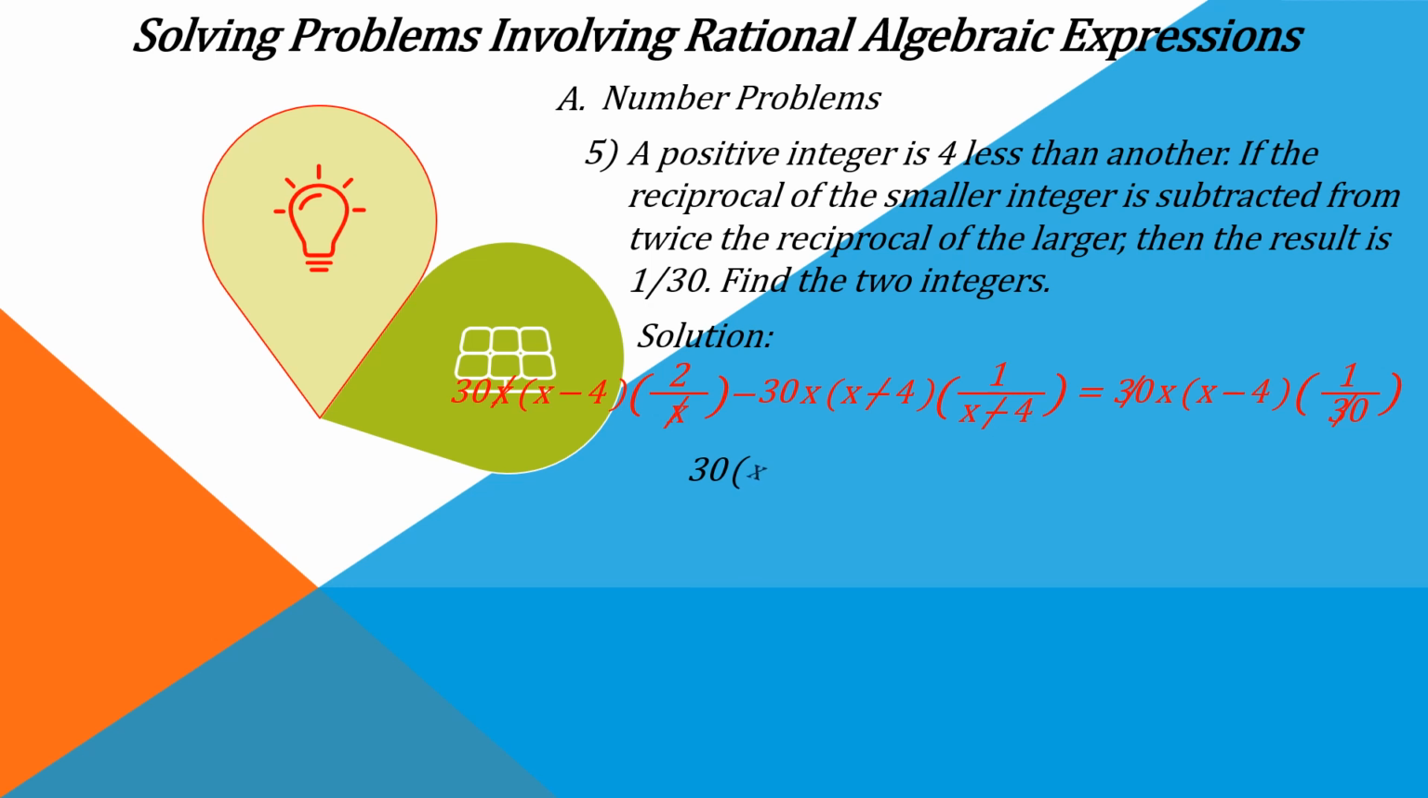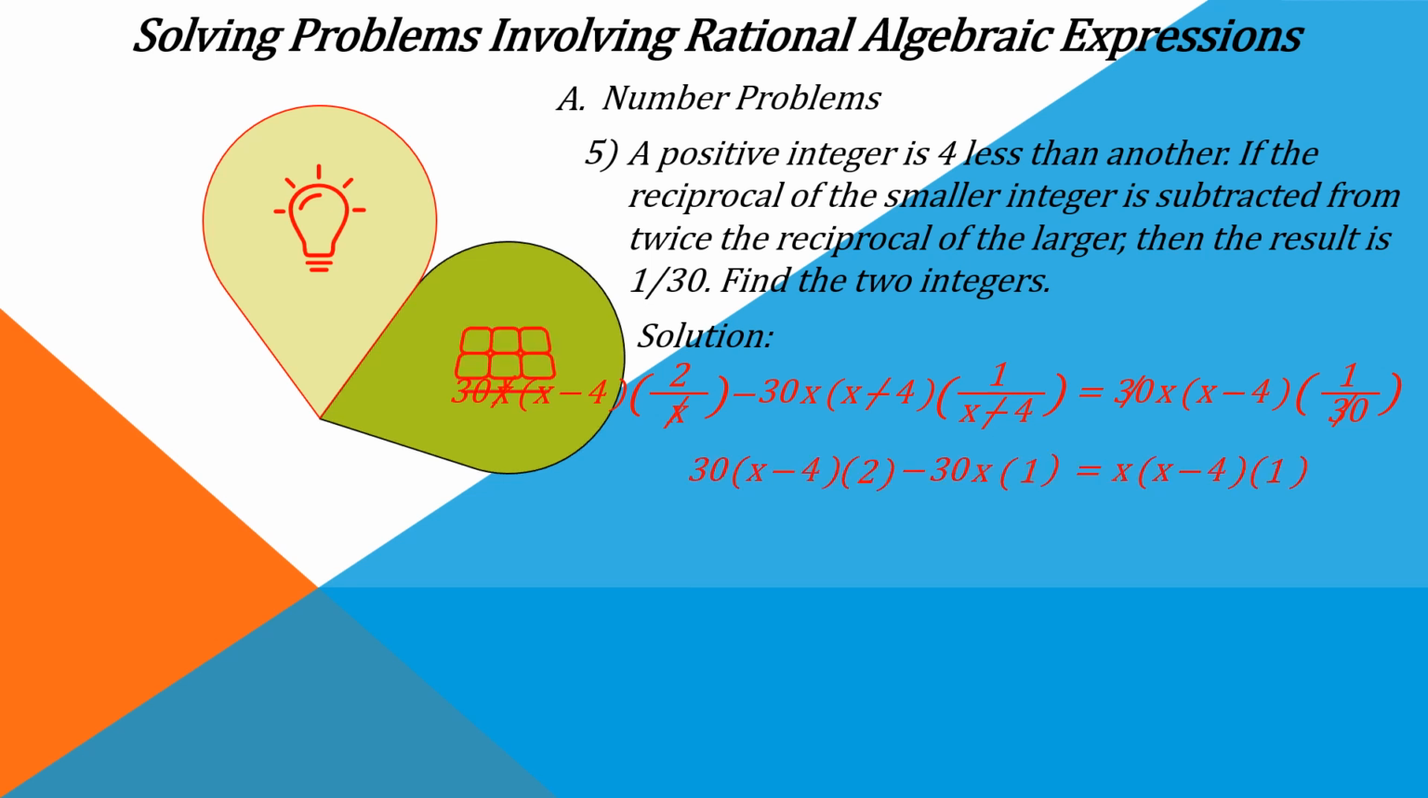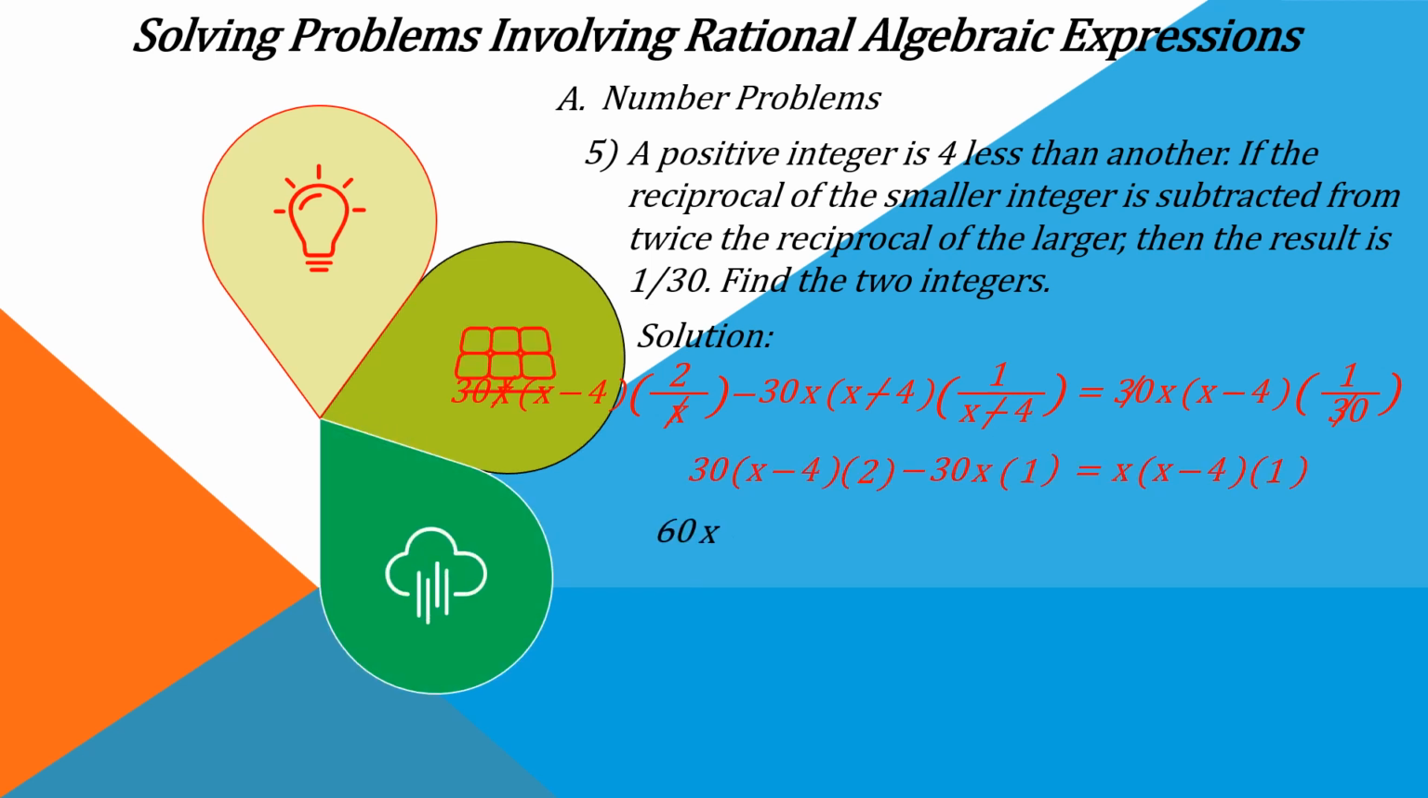We have 30 multiplied by x minus 4 multiplied by 2, minus 30x multiplied by 1, is equal to x multiplied by x minus 4 multiplied by 1. Simplifying further, we have 60x minus 240 minus 30x is equal to x squared minus 4x.